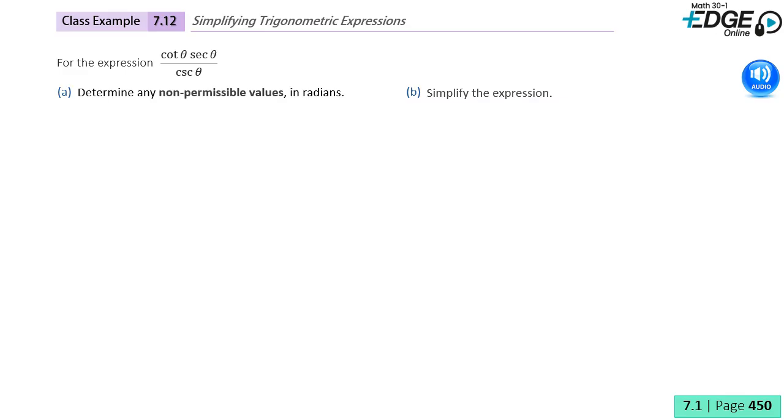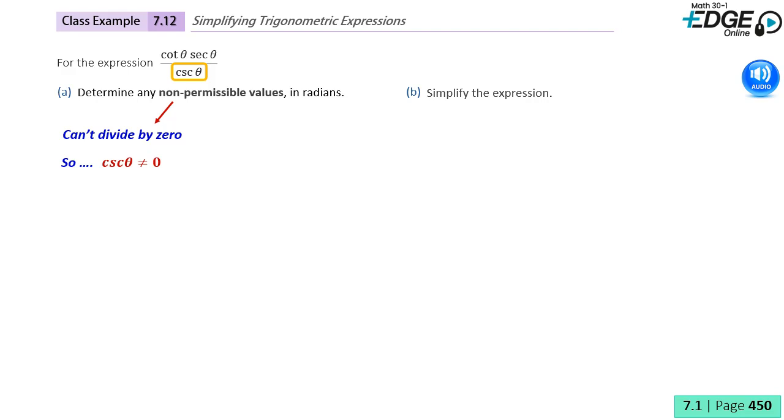In the next example, we're going to determine the non-permissible values for cotan theta secant theta over cosecant theta, and then we'll simplify the expression. Remember, non-permissible values in this unit refers to divisions by 0, so we can't allow any denominators to be equal to 0.